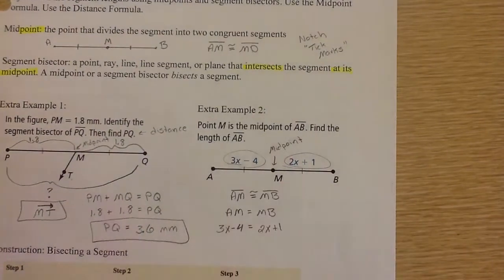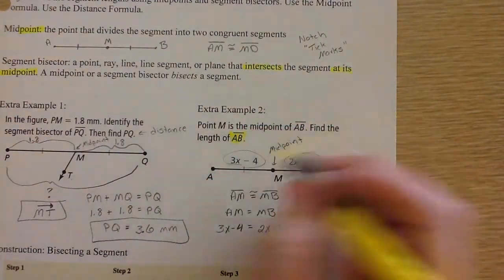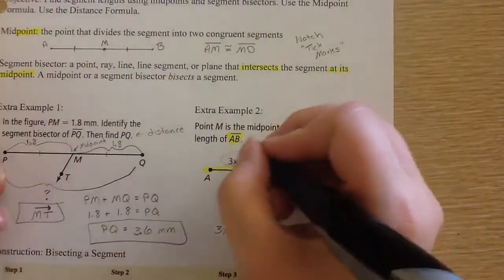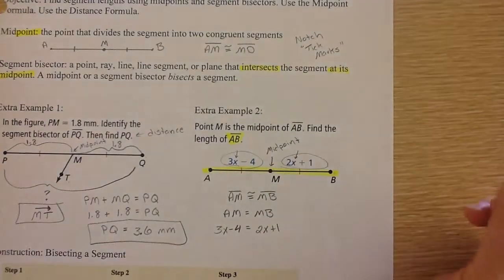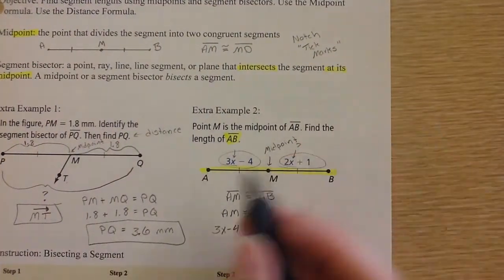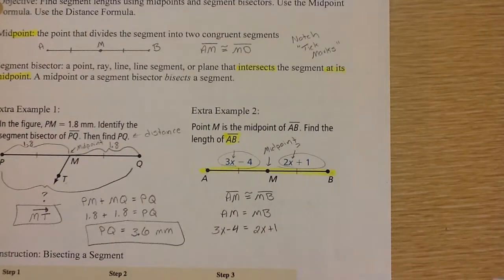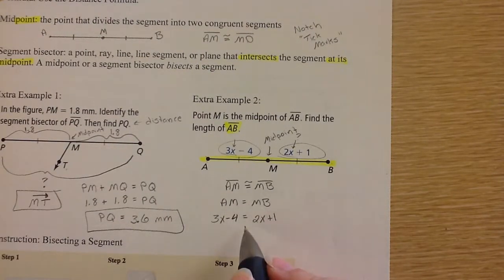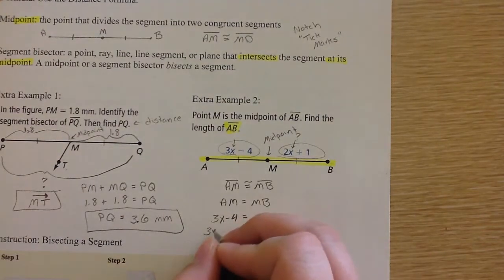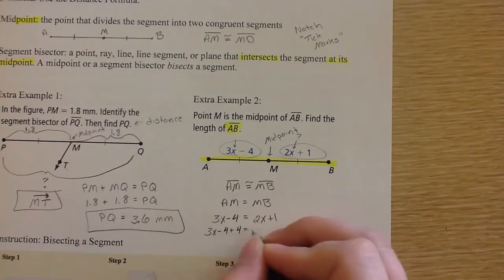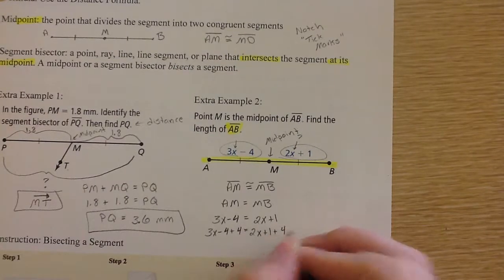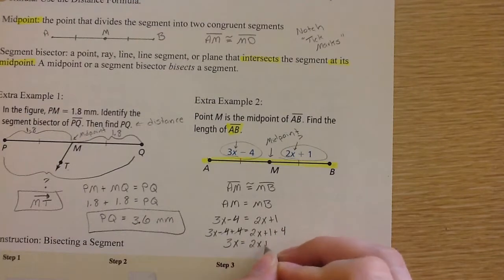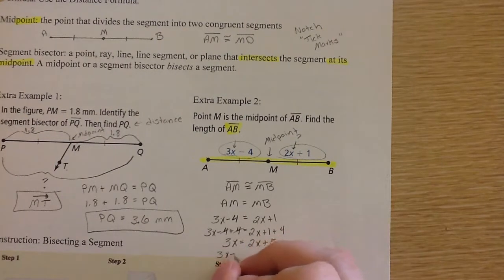And they're wanting me to find the length of the whole segment. Okay, but I can't really figure that out until I know what x is. I need to figure out what x is so I know how long AM is and how long MB is. So now I can use this congruence statement, this equality, and I can solve for x. So I'm going to add 4 to both sides to get x by itself. Okay, so minus 4 plus 4, so 3x equals 2x plus 5. Now I'm going to subtract 2x from both sides.